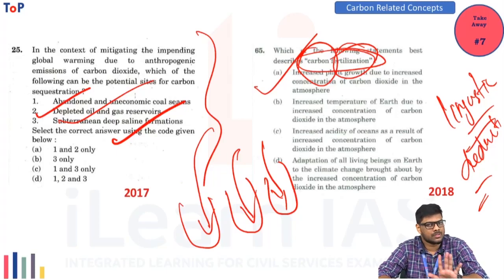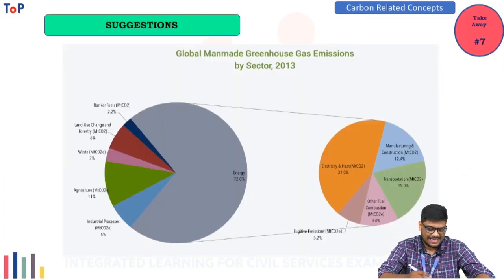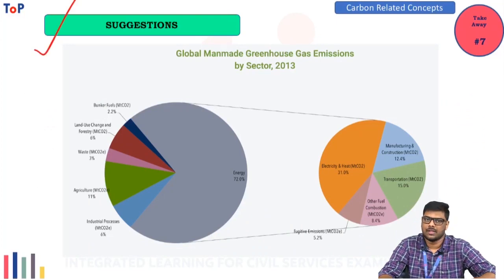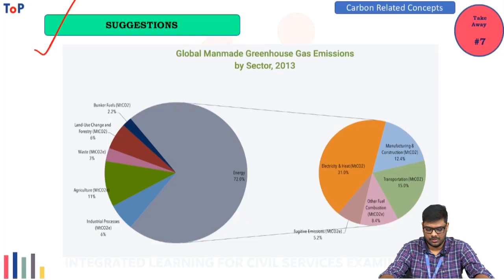This is how UPSC will pick questions related to carbon. Getting it? So that is it. And these are my suggestions. These are my suggestions for you this year. If UPSC decided to ask questions from carbon or carbon dioxide, these can be the possible questions.